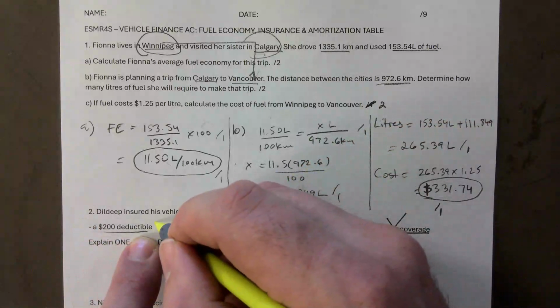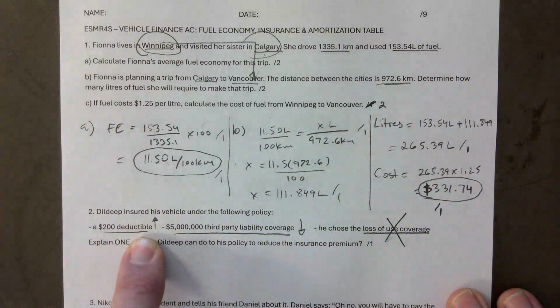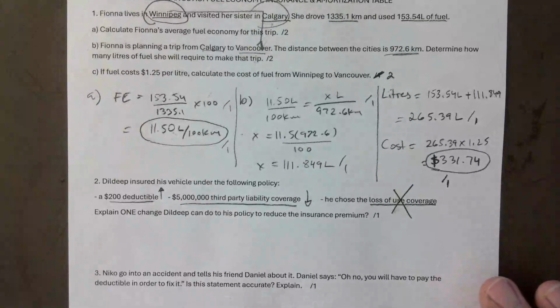You have to go up. The deductible is always messing people up. But the higher the deductible, the more you're paying out of your pocket if there's a claim. That's why they reduce their premium, and there's a lower likelihood of you making a claim.